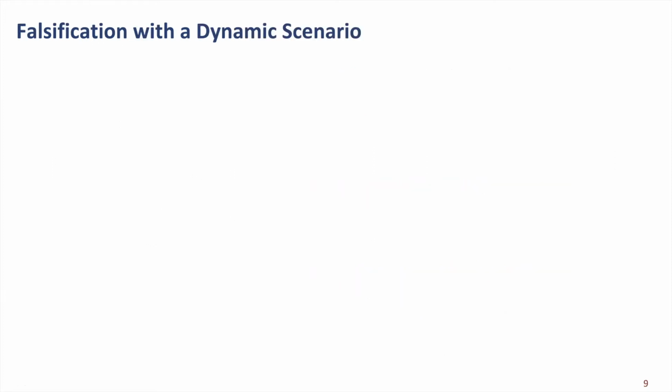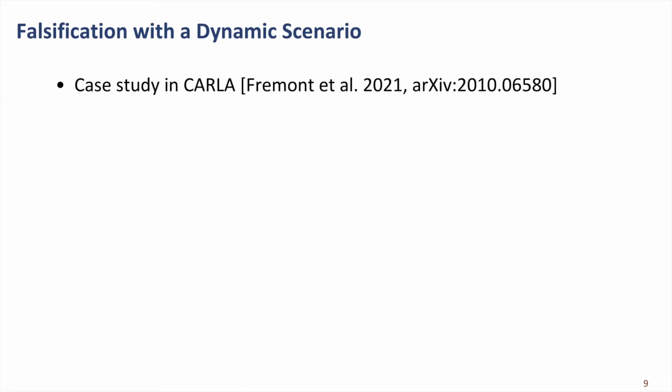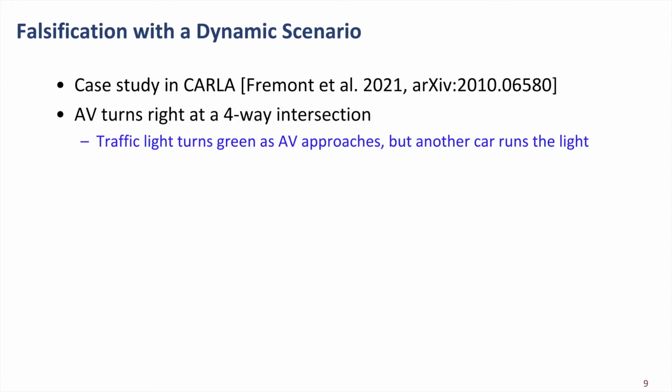Okay, so getting back to falsification, we can do falsification much in the way that Sanjit showed before, just now controlling the dynamics as well as the initial condition. So this example is from the case study we did in Carla, which you can find in this archive paper. This is the upcoming journal version of the Scenic paper, where the scenario is there's an AV which is trying to turn right at a four-way intersection.